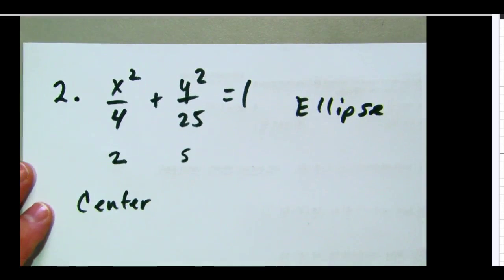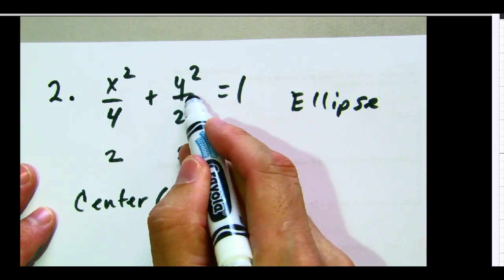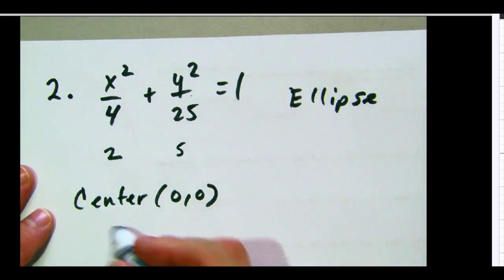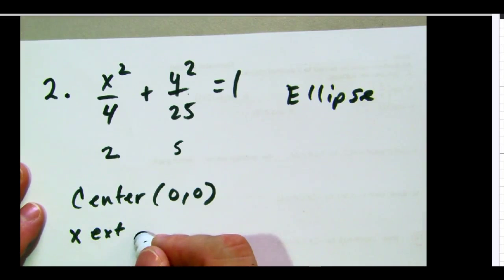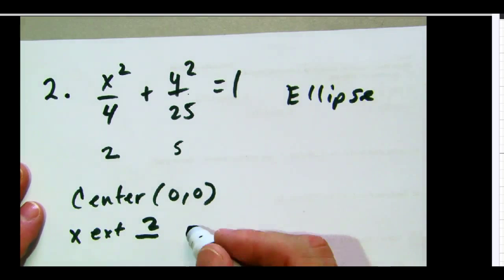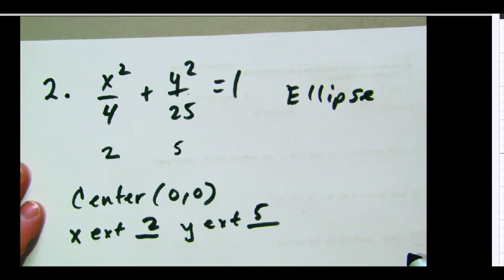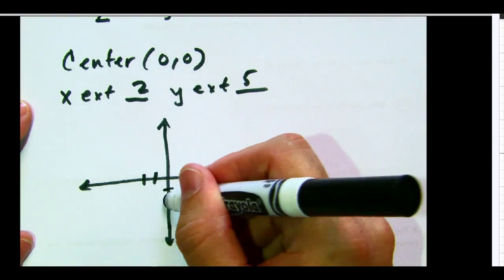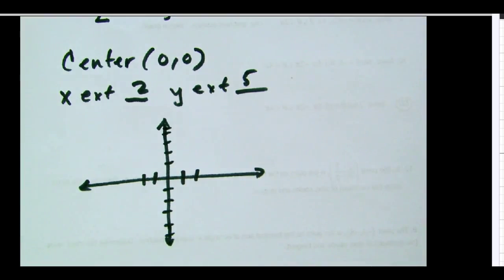So when we look at the center of this thing, the center is going to be 0, 0. I do not have a translation on the x or the y, so 0, 0 is my center. Then if I look at my x extension, I'm going to extend out 2 on each side. If I look at my y extension, I'm going to extend out 5 on each side. So that's how I extend it out.